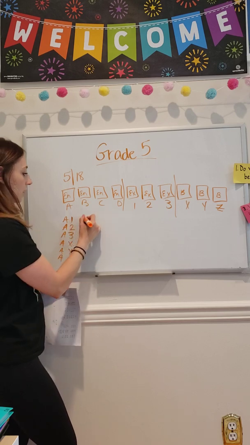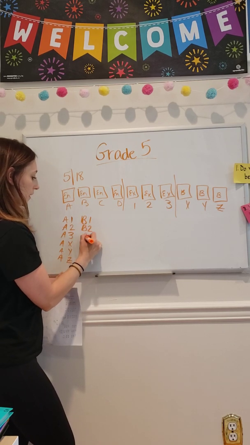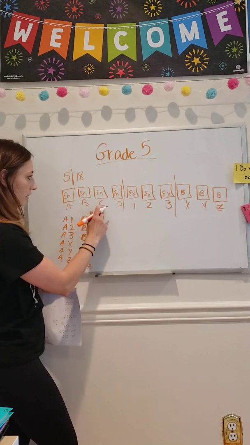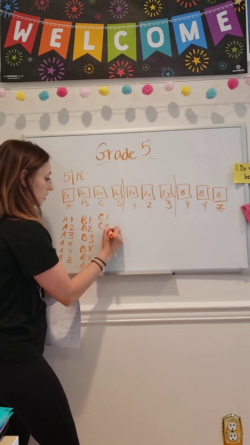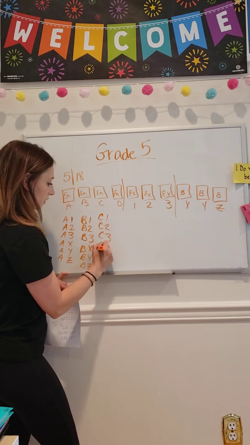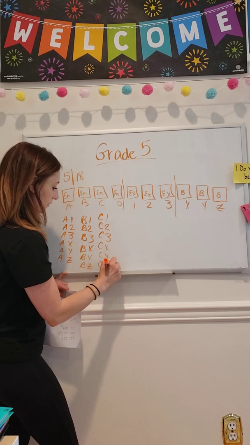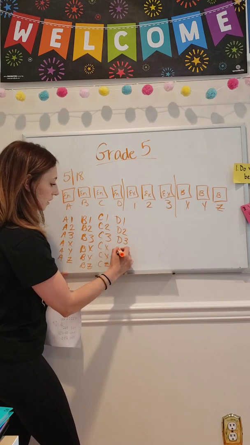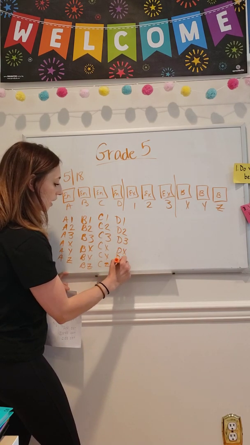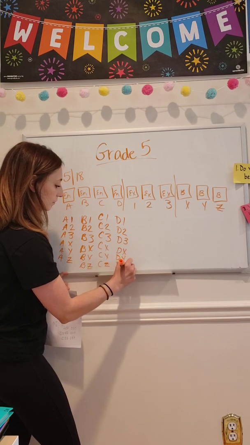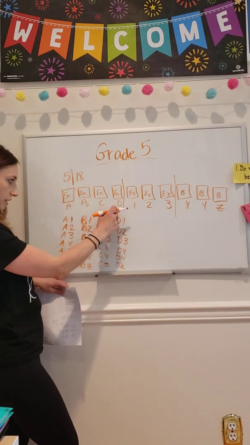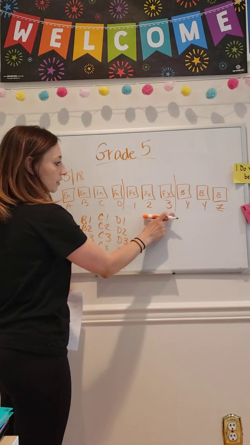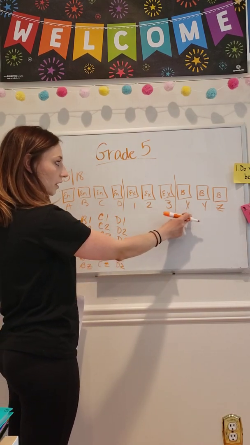Let's keep going. B1, B2, B3, BX, BY, BZ. Same thing with C. C1, C2, C3, CX, CY, CZ. D1, D2, D3, DX, DY, and DZ. So I've used all of these entrances. Now again, I can't enter through these doors, only exit, but I can enter and exit through these.